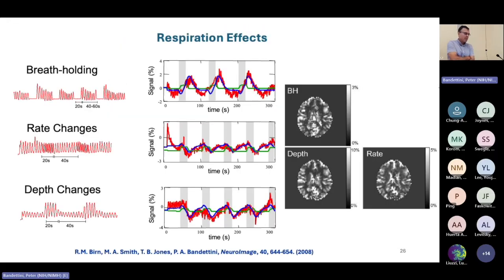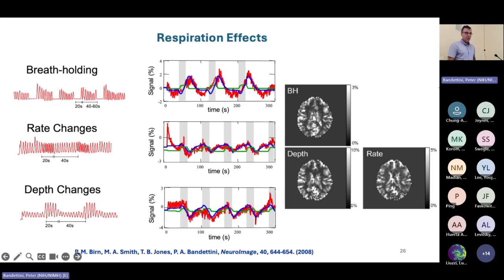This is various perturbations in breathing, such as breath holding, rate changes where you have them hyperventilate versus not, depth changes, and so on. You can do all these different things. If you convolve this kernel with your time series, you can actually predict the signal very robustly. And they all result in beautiful maps of gray versus white matter. So you can actually derive nice blood volume maps using any of these perturbations.